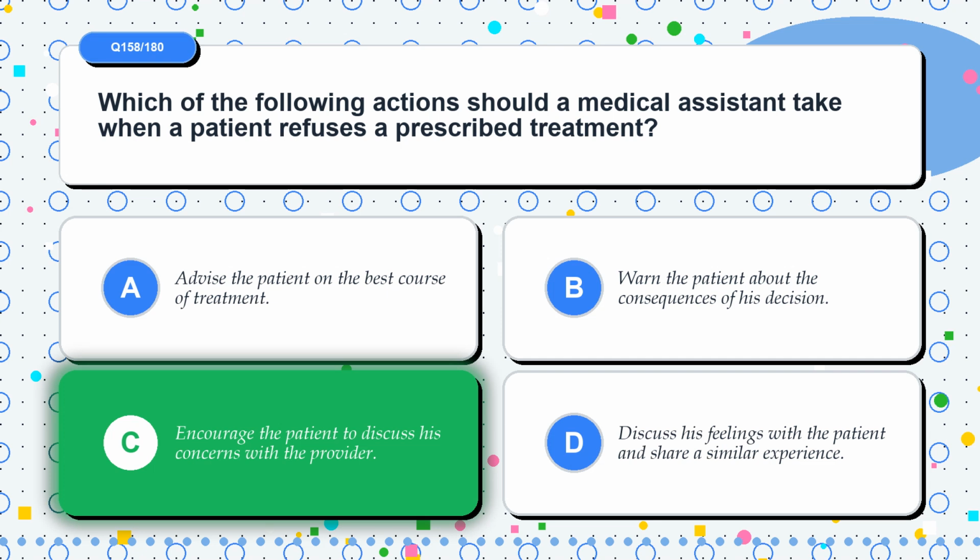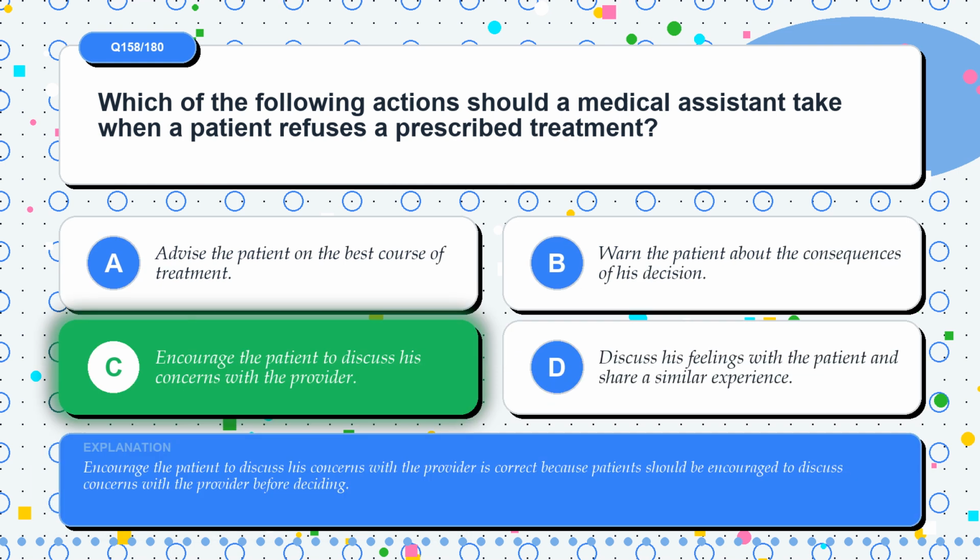The correct answer is option C. Encourage the patient to discuss his concerns with the provider. Encourage the patient to discuss his concerns with the provider is correct because patients should be encouraged to discuss concerns with the provider before deciding.